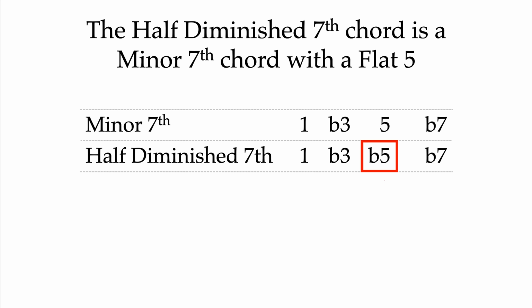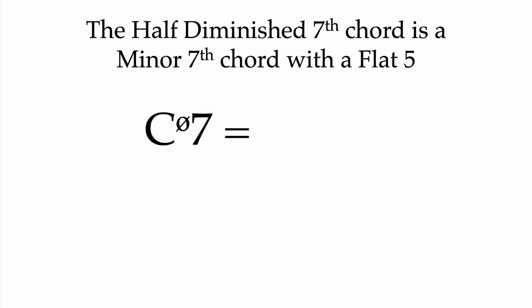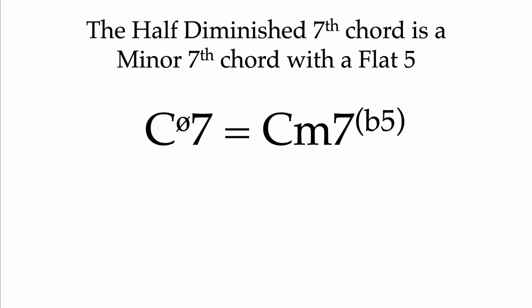So you could say that the half diminished 7th chord is a minor 7th chord with a flat 5. If you remember our symbol for the half diminished seventh chord, it's a circle with a slash through it. Another way to write C half diminished seventh is C minor 7, flat 5, right? Because it's the same thing as that minor seventh chord with a flat 5. These are two ways to write the same chord. These both have the same notes.